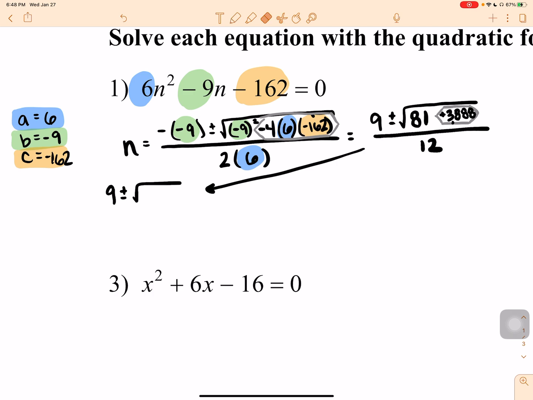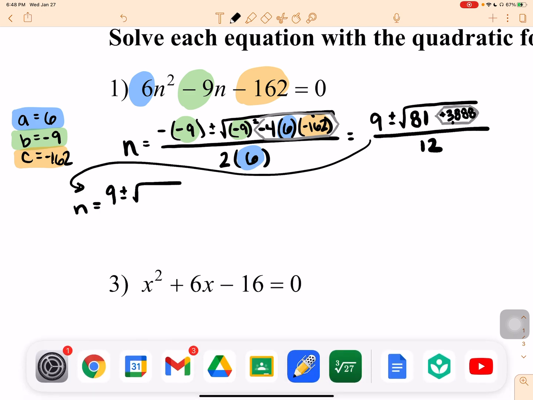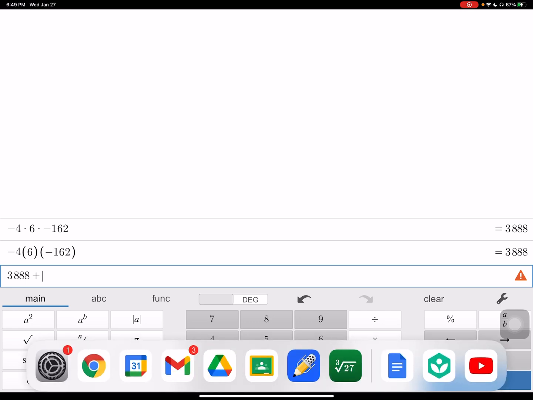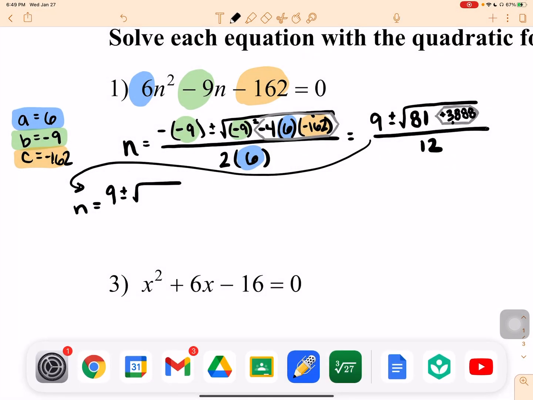I'm just going to write n equals again. We have to do 81 plus 3,888. So we've got to simplify that. Back to my calculator, I can take 3,888 plus 81.